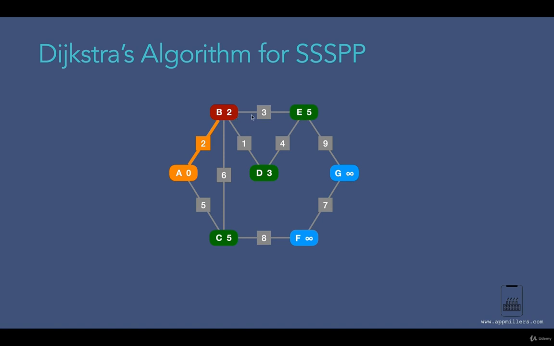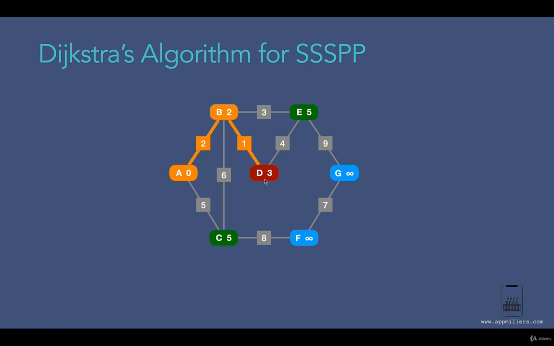And the cost of E will be 2 plus 3, which is the edge cost. So in this case, it's going to be 5. Now after calculating the cost of unexplored points over here, we are going to search for the minimum one. So in this case, we can easily see that in E we have 5, in D we have 3, and in C we have 5. So this means that the minimum will be D over here. So we are going to move to D over here.